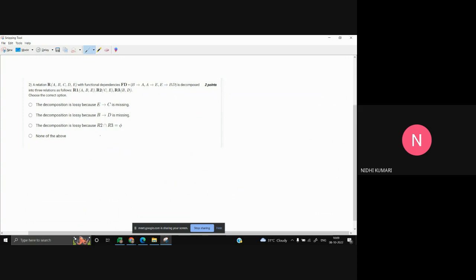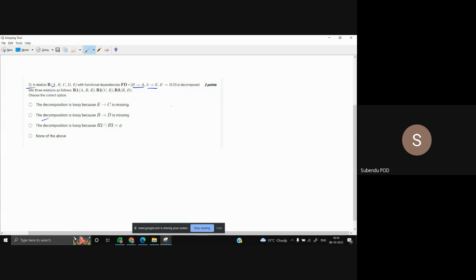Okay. We'll see. The relation R(A, B, C, D, E) is given with the functional dependencies B determines A, A determines E, and E determines BD, decomposed into three relations: R1(A, B, E), R2(C), and R3(B, D). We have to find the correct option, right? If a relation is decomposed into more than one relation, how do we find whether the decomposition is lossless or not?